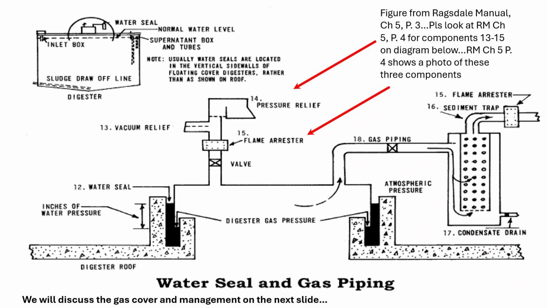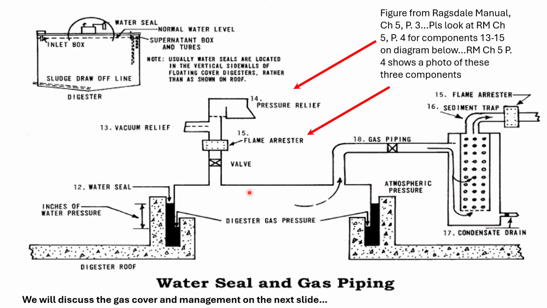So here is the floating cover, if you will, of the secondary digester. We've got a water seal here, okay? The digester gas pushes down on this water seal, and the difference between the internal column here and the outer column of water, that's the inches of water pressure required to keep that floating cover on there, okay?